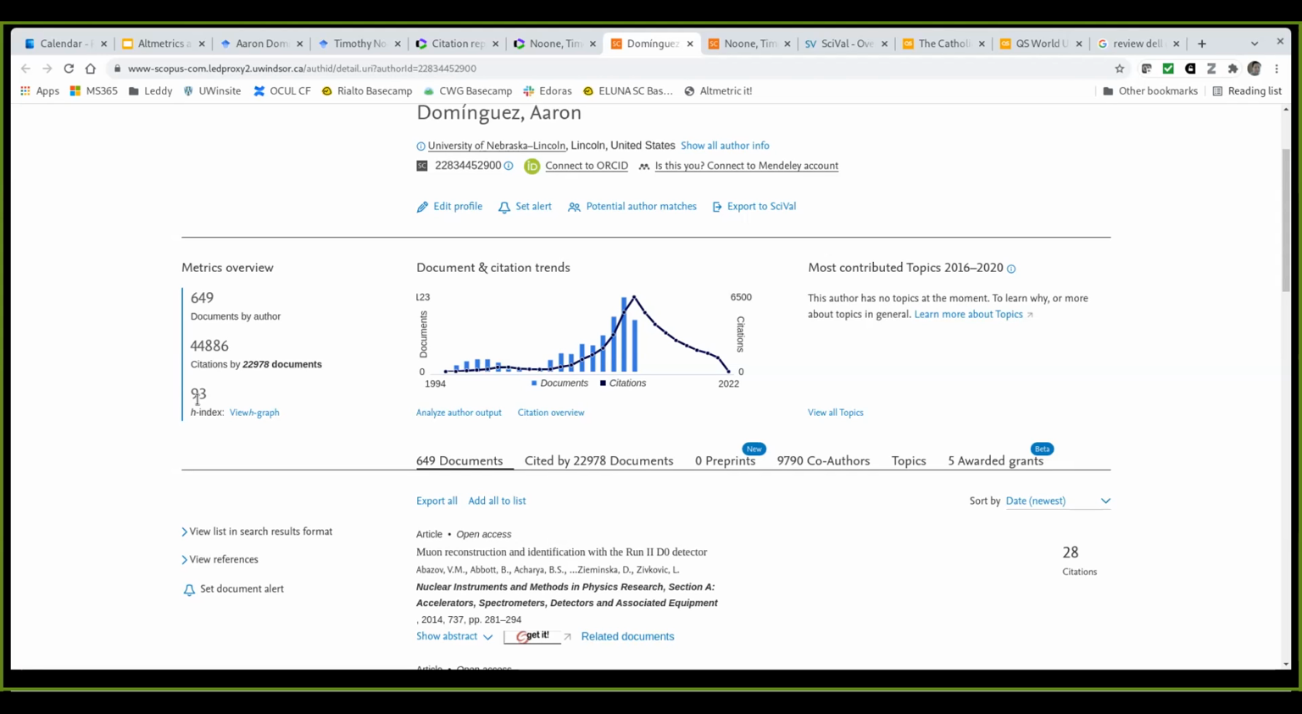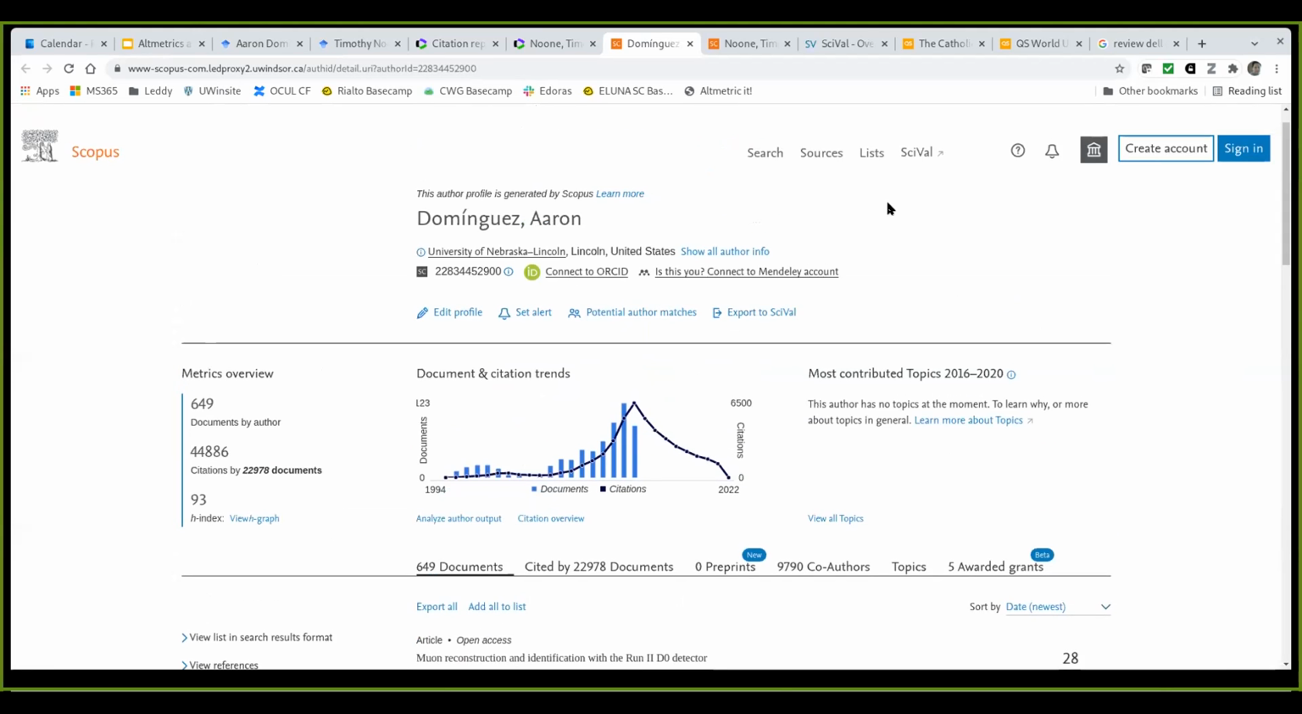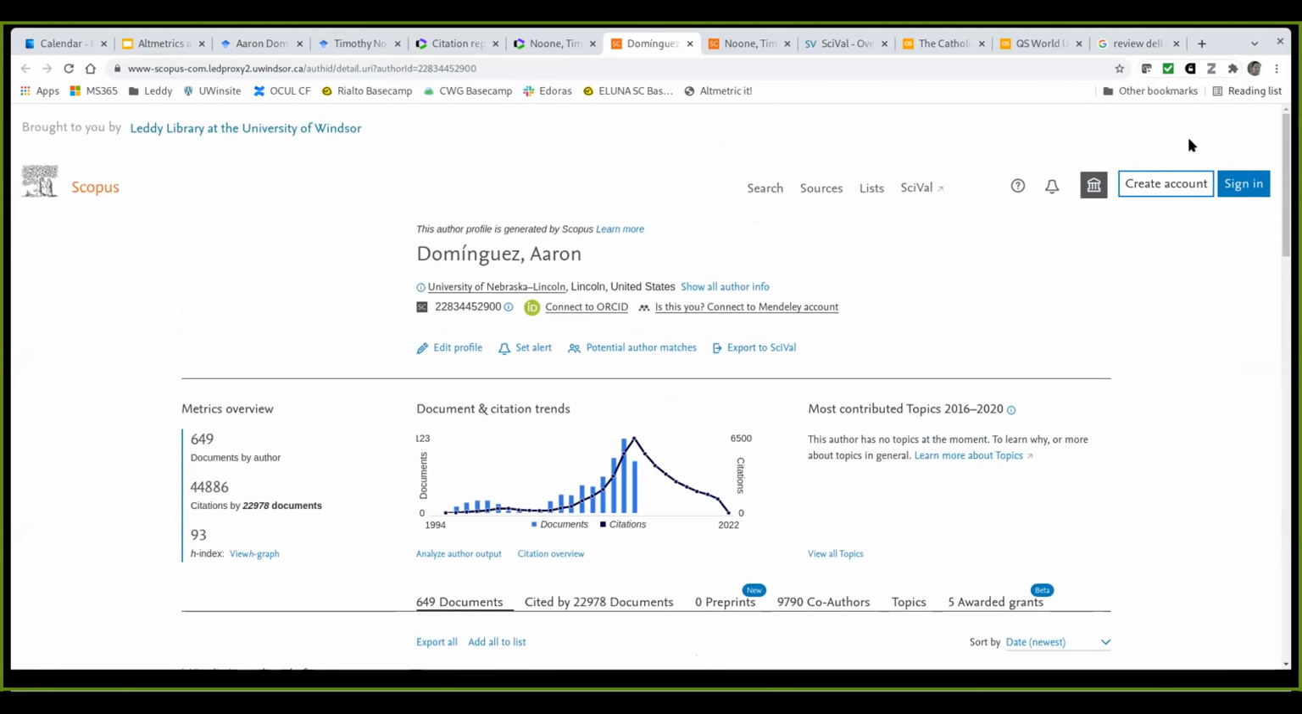that's in Scopus, we have an H-index of 93. So we've seen anywhere from 120 on the high end to 93 here to a little bit less with Google Scholar. So just noting that all of these things are going to be slightly different.